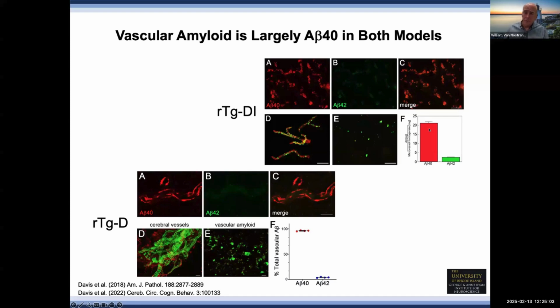We found a similar thing looking in the RTGD rats. Here again is immunolabeling with antibody specific to A beta 40 and A beta 42. Again, you see very strong labeling with A beta 40. In this case, we isolated the larger vessels here. You can see these vessels full of amyloid. We then extracted the amyloid from these vessels and performed an ELISA analysis. And again, we found about 95% of the A beta accumulating in these vessels is the shorter A beta 40 isoform.